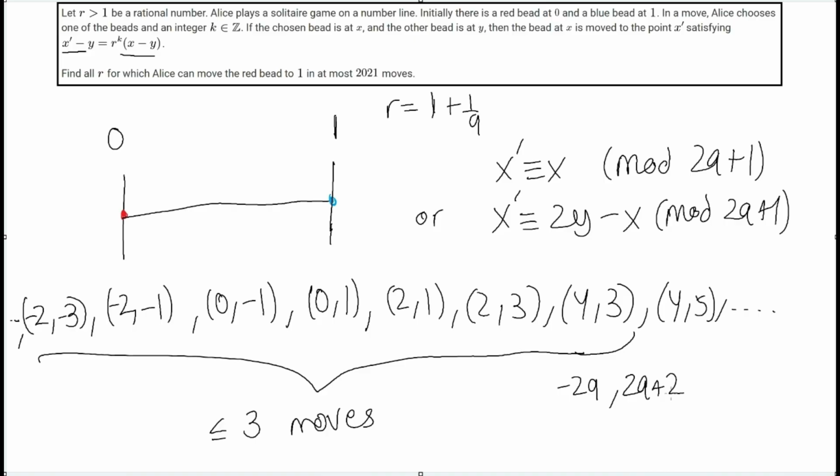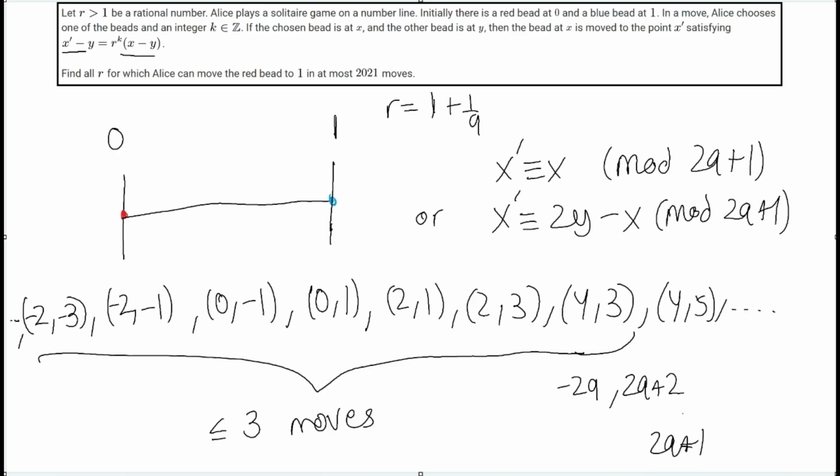And let's see how we can get to 2q plus 2. Well, we need 1, 2, 3, 4, and all the way until there. To get to 2, we need 1. To get to 4, we need 3. To get to 6, we need 5, and so on and so forth. So in order to get to 2q plus 1, we need 2q. In order to get to 2q plus 2, we need 2q plus 1 moves at least.